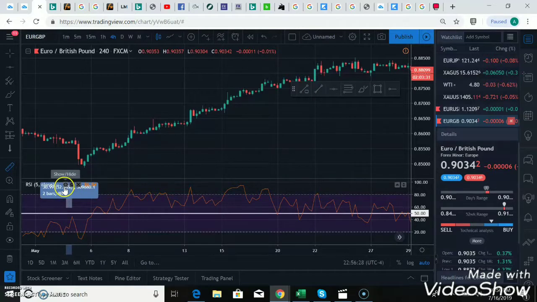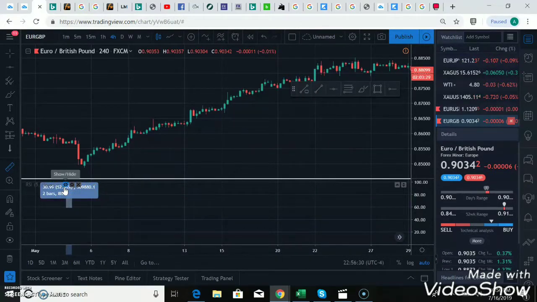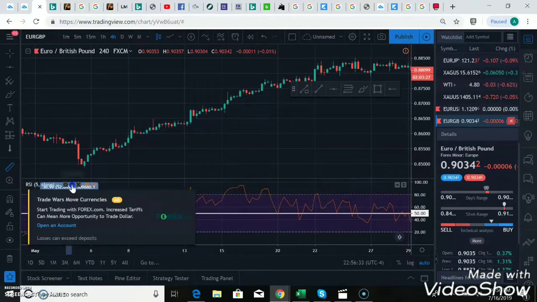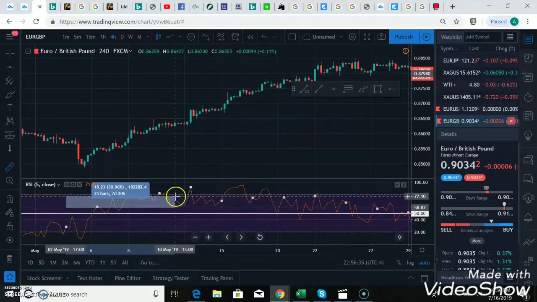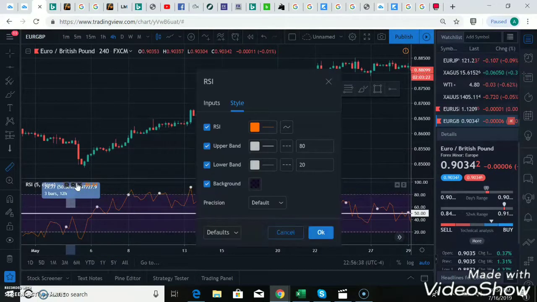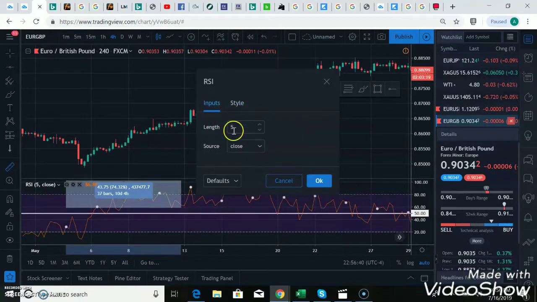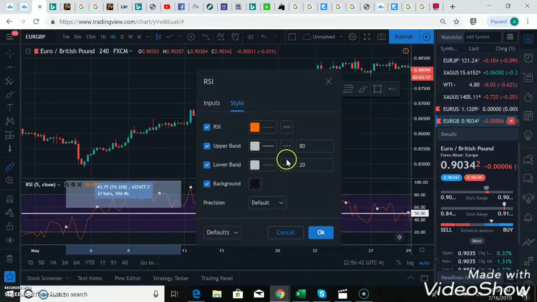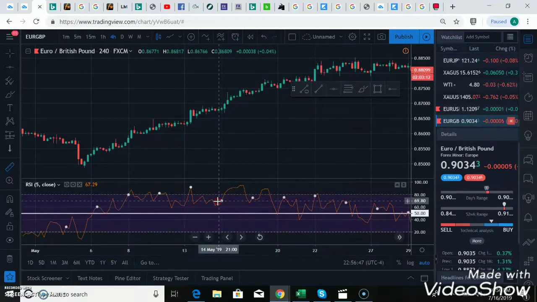Okay? Now, if I want to hide it, I hide it. If I want to bring it out, I bring it out. I edit here. Remember, I am on TradingView. I edit here and I put my input. Length is 5 and upper band is 80, lower band is 20, and I say okay. Now, see this middle 50 right here? That's basically saying that it's not going up, it's not going down, it's really consolidating. It's basically there's no market momentum yet.